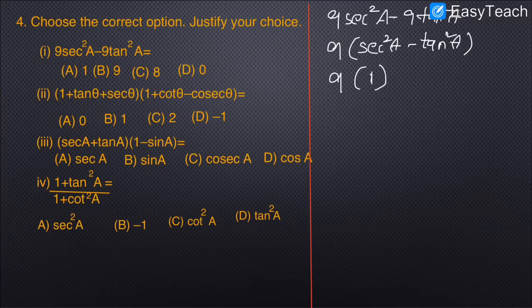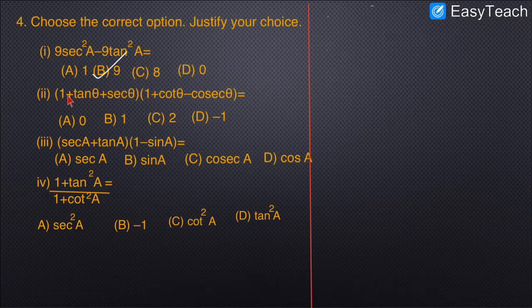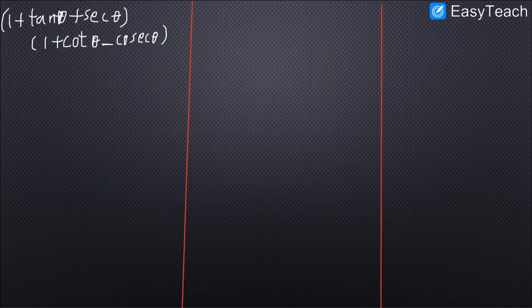So the identity is secant square A minus tan square A is 1. We know the identity 1 plus tan square A equals secant square A. So secant square A minus tan square A is 1. So the answer is 9. So the next one, 1 plus tan theta plus secant theta, 1 plus cot theta minus cosecant theta equals. Here let's substitute the value.